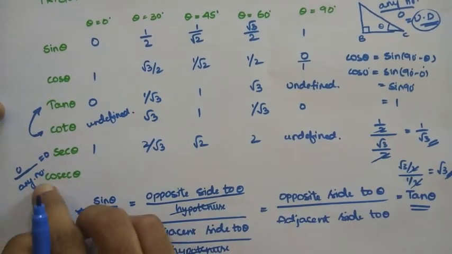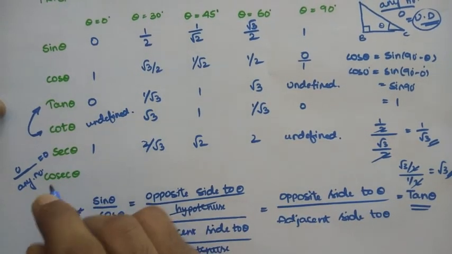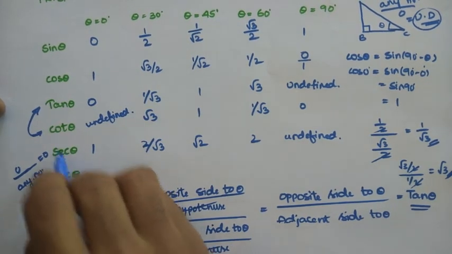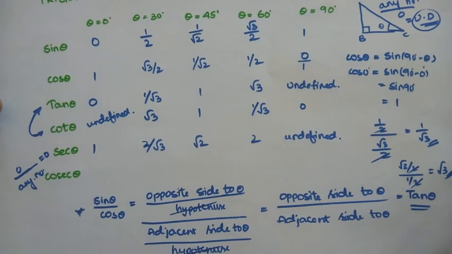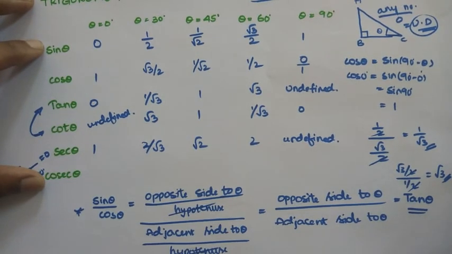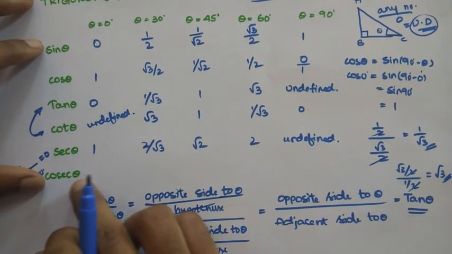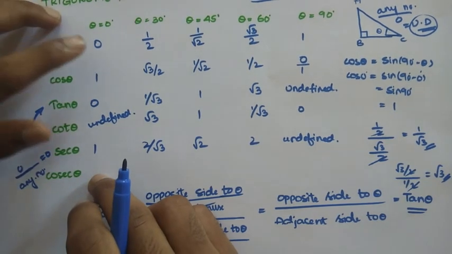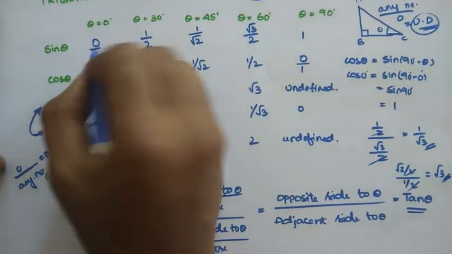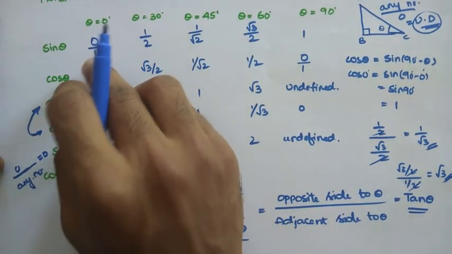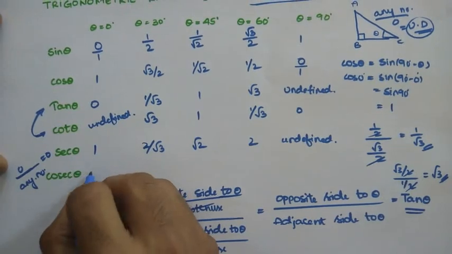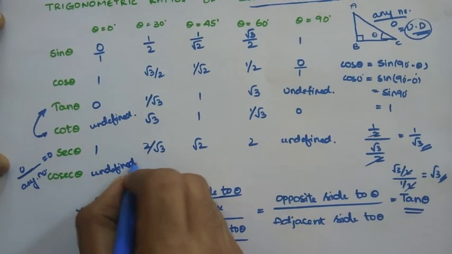Now cosecant. Coming to cosecant 0, we need to check whether we have any relation with other trigonometric ratios or not. Yes, cosecant and sine are reciprocal to each other. So to find cosecant 0, we take the reciprocal of sine 0, because cosecant theta is equal to 1 by sine theta. The reciprocal of this becomes 1 by 0, and any number by 0 is undefined, so even cosecant 0 is undefined.